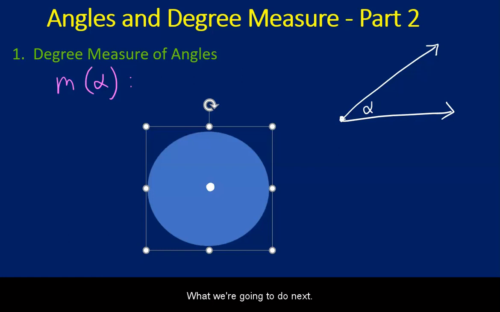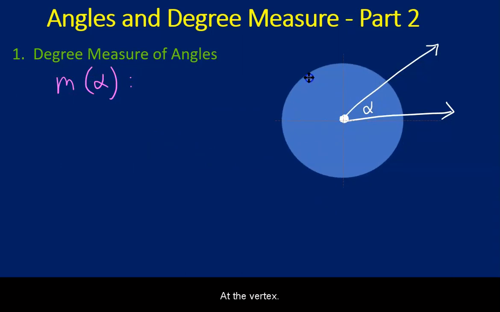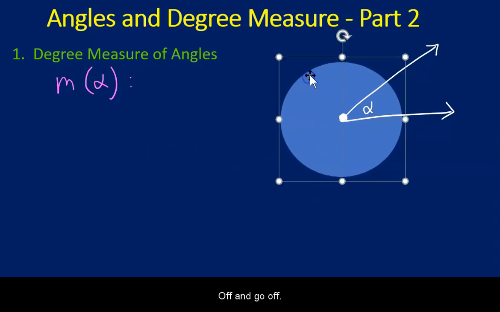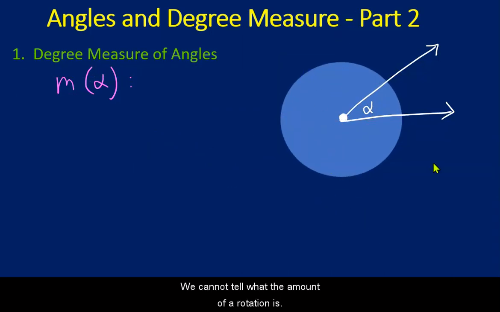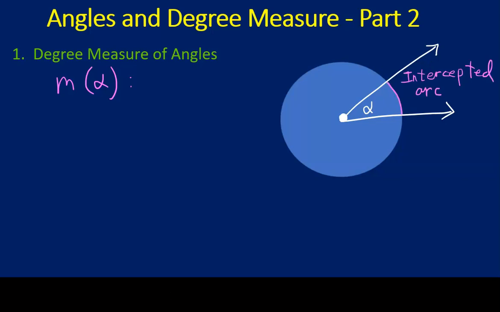What we're going to do next is to center this circle at the vertex of angle alpha. But still, we cannot tell what the amount of rotation is. Let's label this intercepted arc here. That's the amount of rotation, but we cannot quantify it, so we need to do something more.